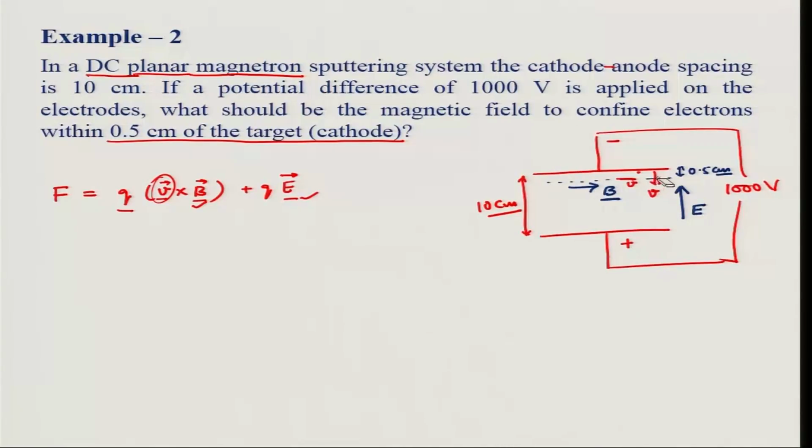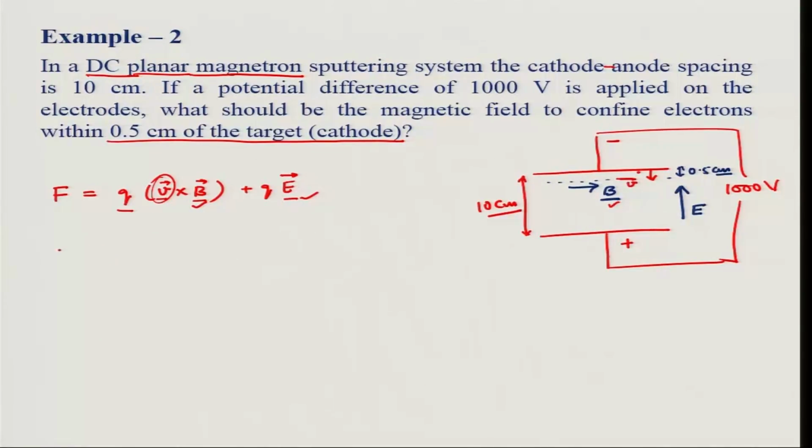So, V is because there is a constant force. So, the V is the velocity at this point and in this direction, okay, and if my magnetic field is strong enough to oppose this electric field, right. So, V cross B, so V is in this direction and B is in this. So, if V cross B is strong enough to oppose the force due to electric field, then my electrons will be confined in 0.5 centimeter, right.